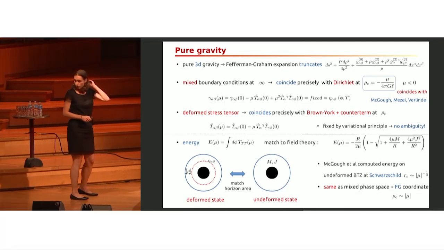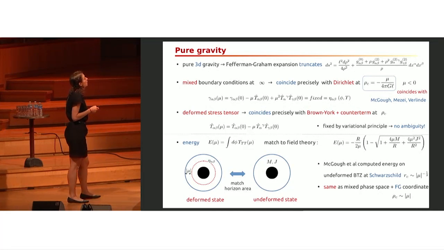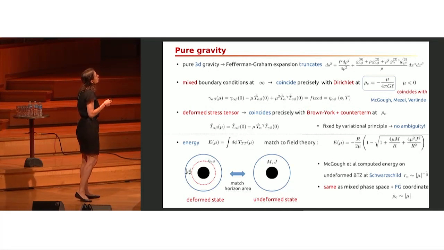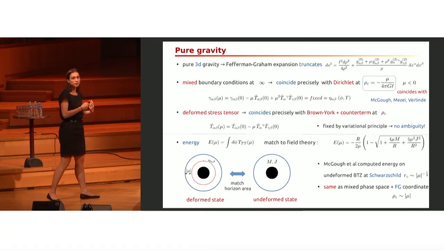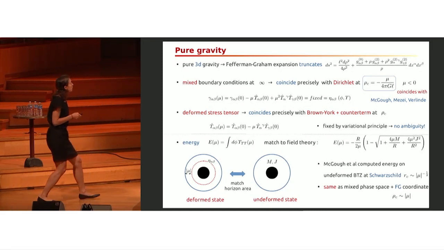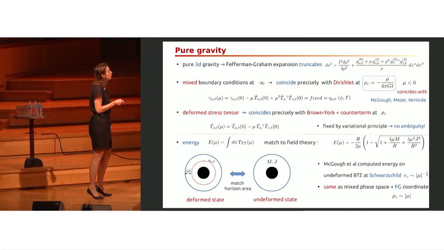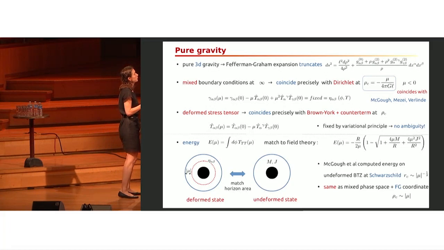Something actually nice happens in pure gravity, because there the Fefferman-Graham expansion truncates at the next order. Then we notice that these mixed boundary conditions at infinity coincide precisely with the Dirichlet boundary conditions when we set rho to be proportional to mu. This is how we recover the proposal by Mark and collaborators. We also find that the deformed stress tensor, given by this formula, precisely coincides with the Brown-York stress tensor with some particular counterterm at this, quote-unquote, cutoff surface.